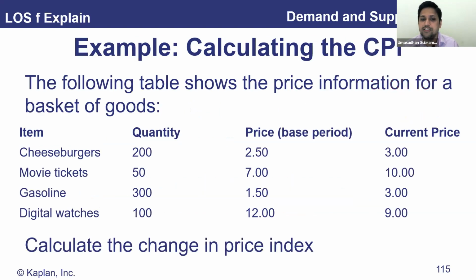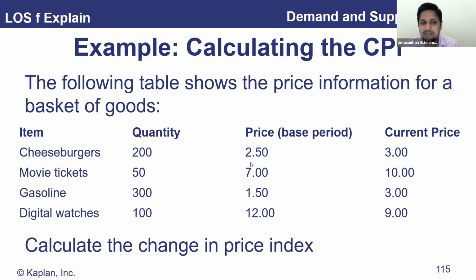There's an example question which I'm going to discuss with you. Easy to understand. We're going to calculate the consumer price index. The following table shows the price information for a basket of goods: cheeseburgers, movie tickets, gasoline, digital watches. These are the quantities, which is the weighting. Remember, I was talking to you about weighting. Your weighting doesn't change. You consume 200 units of cheeseburgers, 50 units of movie tickets, 300 units of gasoline, and 100 units of digital watches.